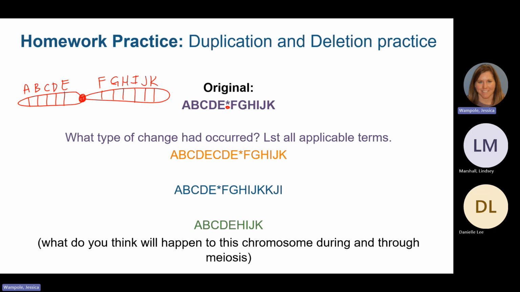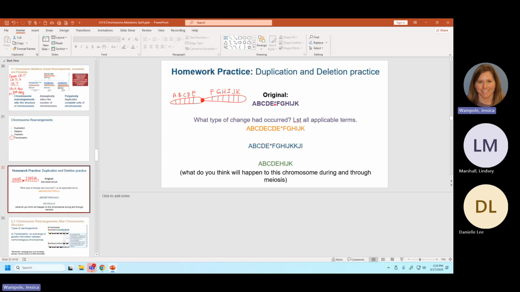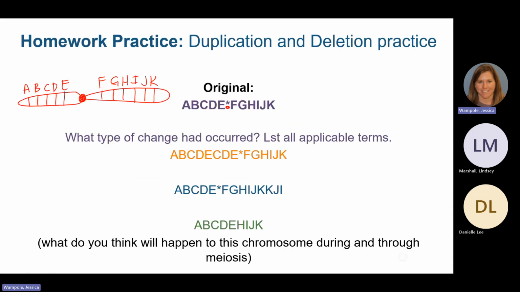So in your homework, you're going to be presented with sort of a list of genes in order along the chromosome, and you'll have to figure out what has actually happened to that chromosome. So sometimes there are multiple terms that are going to apply. So you're looking for basically everything that could have happened to the chromosome.